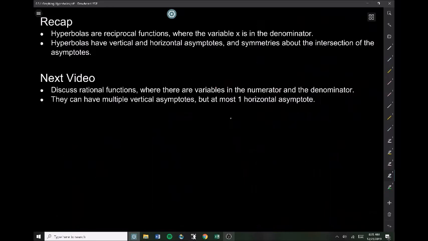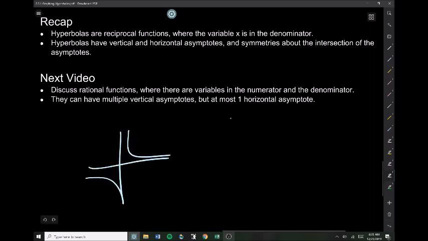To recap, hyperbolas are the reciprocal function where the variable x is in the denominator and not in the numerator. Hyperbolas have vertical and horizontal asymptotes, and symmetry is about the intersection of the asymptotes. So if there's asymptotes there, there's symmetry here.